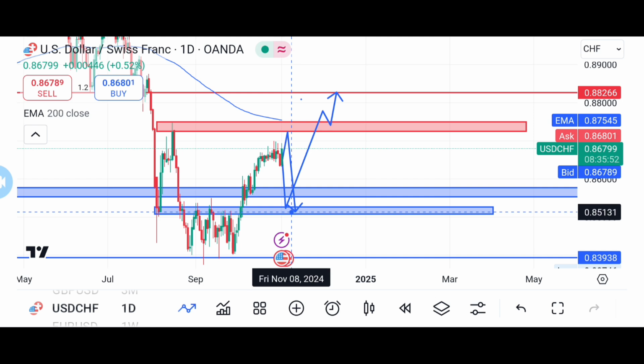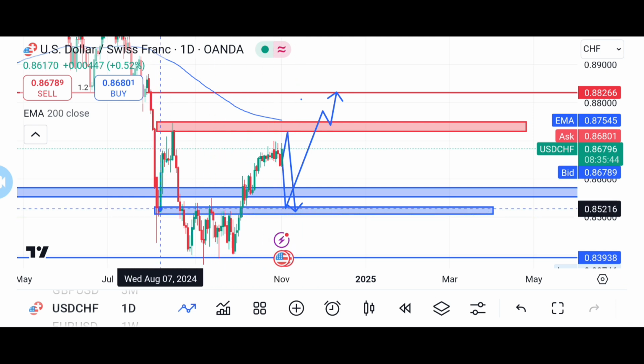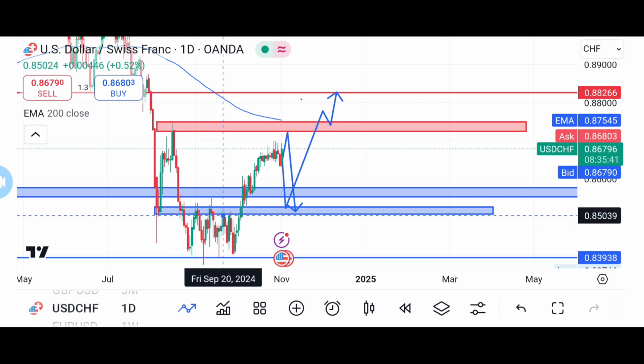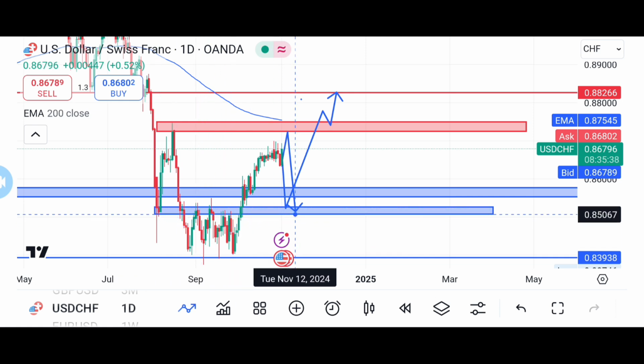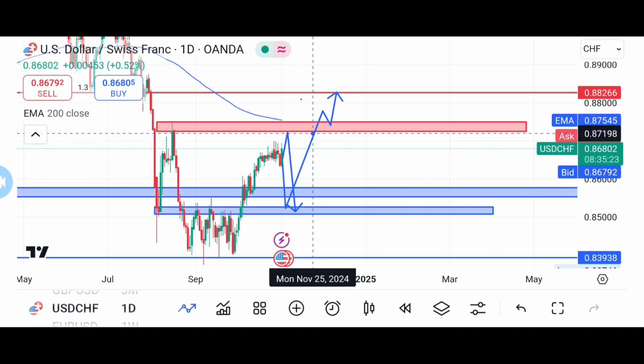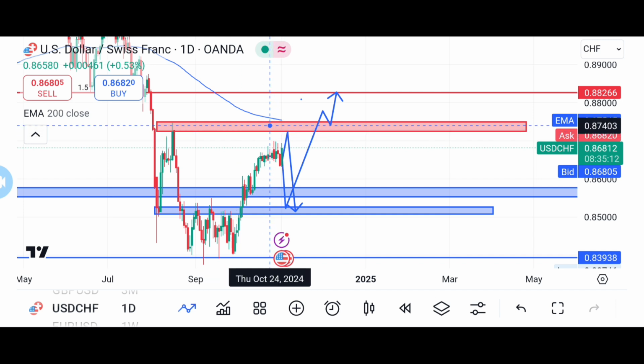Why am I saying so? Once we reach this zone, we'll be forming an inverse head and shoulder. Can you see it? This is the right shoulder, this is the head, and our left shoulder will be here. Once the inverse head and shoulder is formed, we shall enter for buy. This will be our scenario number 2. Our TP for buy will be at that point. Then we shall continue holding this trade.